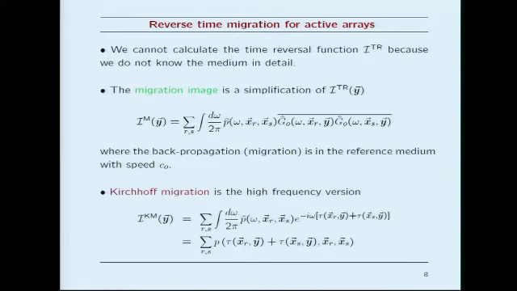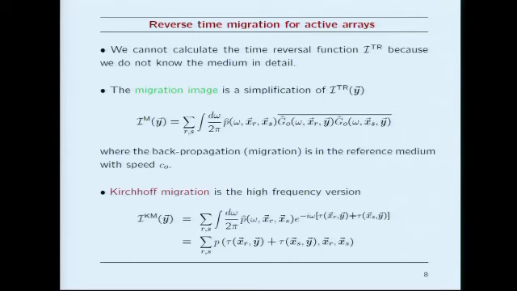So what do we do instead? Well, the obvious thing would be to backpropagate the field in the smooth medium, which is the only part that we know, and then we end up with an imaging function which is known as migration, or in fact it's called reverse time migration.